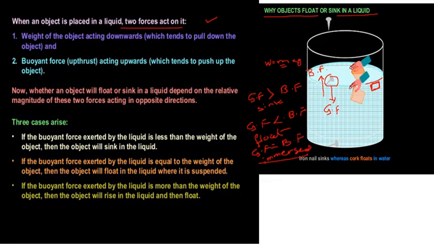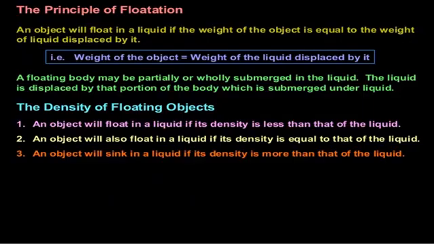So let's see the three cases. We have already discussed the three cases over here. You can just go through the slides later on. Let's discuss the principle of flotation. So we have discussed about the buoyant force, right? And let's see how if the buoyant force or the weight of an object is equal to the weight of a liquid displaced. Weight of a liquid displaced is nothing but the buoyant force. The magnitude of buoyant force is nothing but the weight of the liquid displaced, right? So when the buoyant force is equal to weight of an object, then definitely that object is going to float.